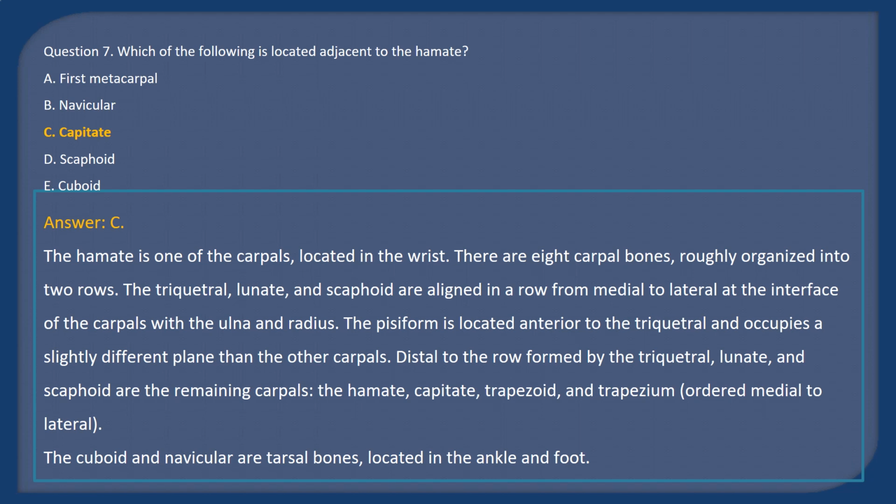The pisiform is located anterior to the triquetral and occupies a slightly different plane than the other carpals. Distal to the row formed by the triquetral, lunate, and scaphoid are the remaining carpals: the hamate, capitate, trapezoid, and trapezium, ordered medial to lateral. The cuboid and navicular are tarsal bones located in the ankle and foot.